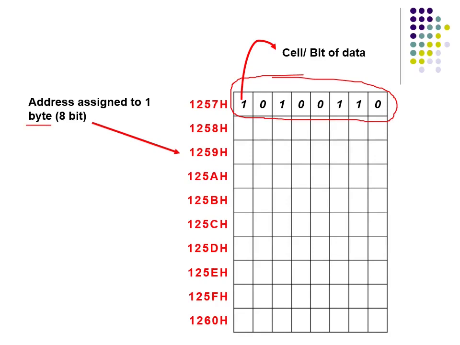Such 8 bits, which is called a byte, will be assigned an address here. So it is very important to understand this: in a memory there are cells which can hold a single bit of the data. Such 8 cells together are called 1 byte, but they must be continuous. Continuous cells are called a byte, and for that byte we allocate an address.